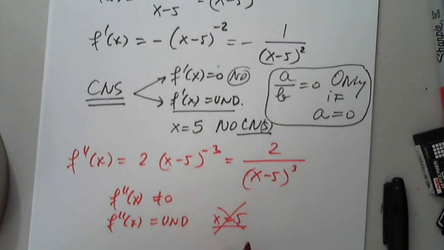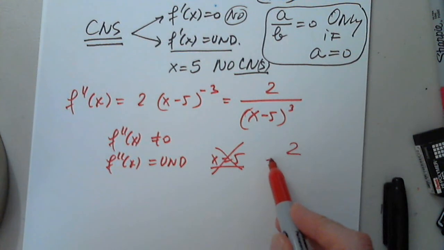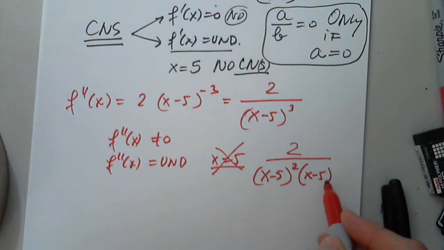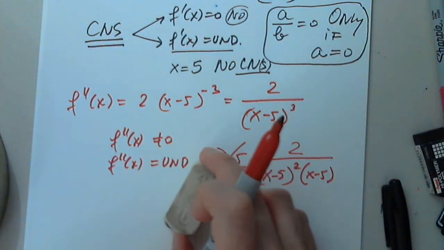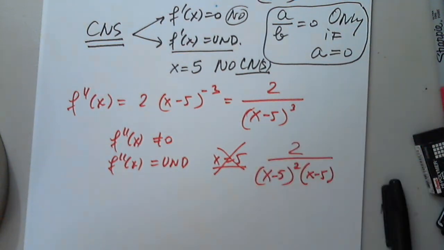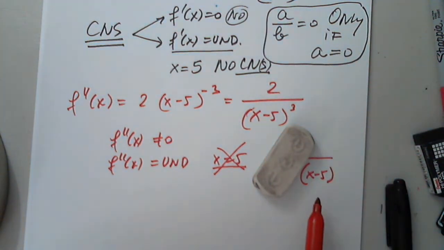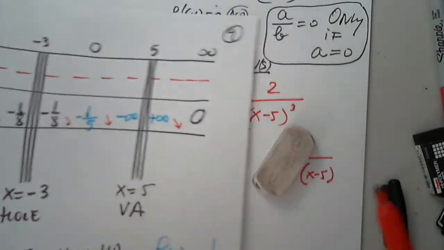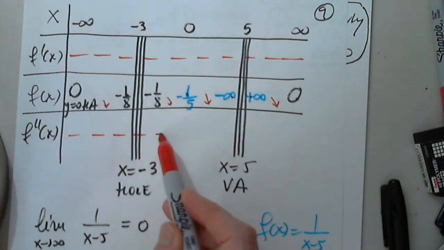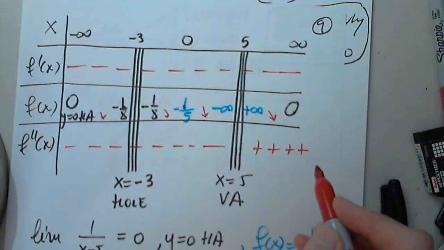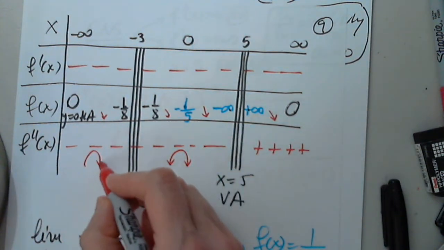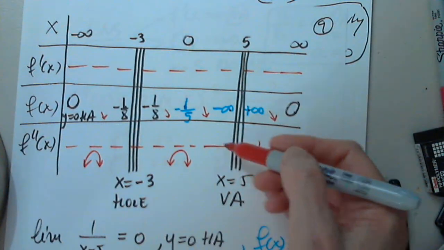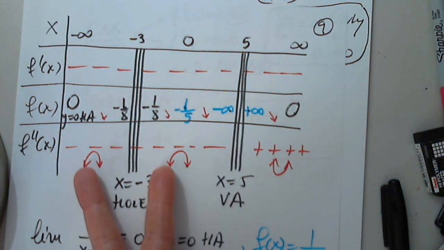So now I need to study the sign. Here is how I will study the sign. I will look at this function like this, and I will not plug in anything in this piece. Why? It's always positive. So, x minus 5 to the left of 5 is negative, to the right of 5 is positive. So the function opens downward, then upward. No inflection points because here the function doesn't exist, and there is no sign change.